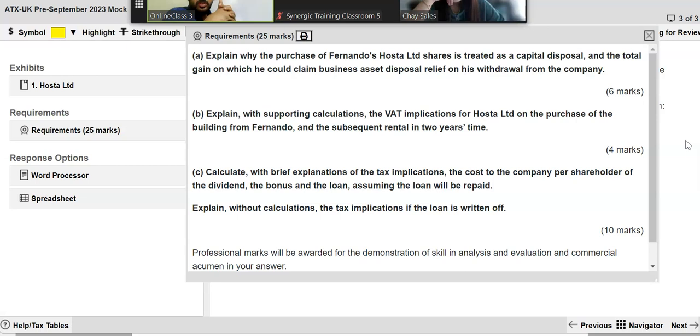Okay. Moving on with regards to part C, I guess you misread the data from the question, because the information given in the question said that the loan and the dividend was after the tax. So that was the net amount. So we had to gross it up to calculate the tax implications. So there is where you messed up.